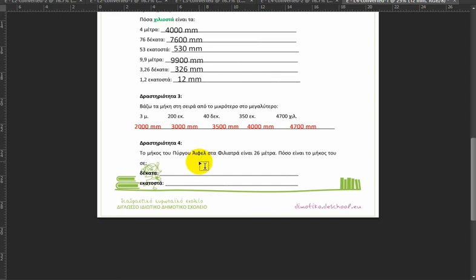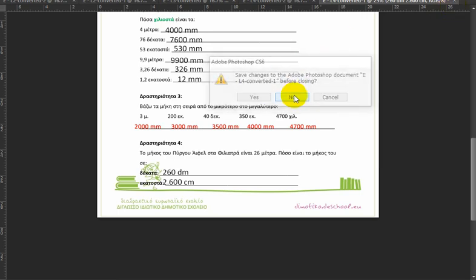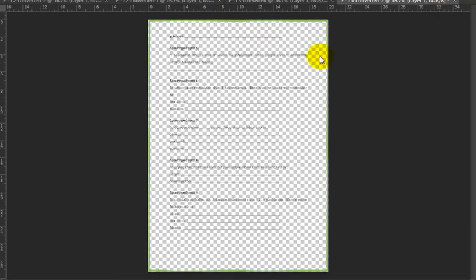Next up, we have the Eiffel Tower. Oh, the little Eiffel Tower. So that's 26 meters, much smaller than the real one. So what is that in decimeters and centimeters? So 26 meters into decimeters is 260 because I multiply by 10. And in centimeters, it's 2,600 because I multiply by 100. And that's that for that exercise. Let's move on to the next one.